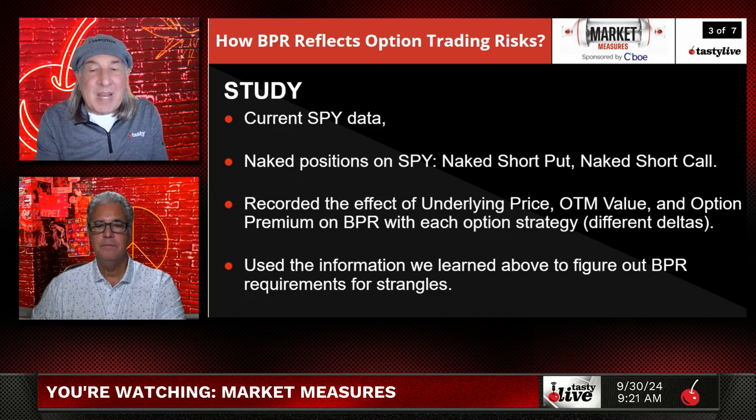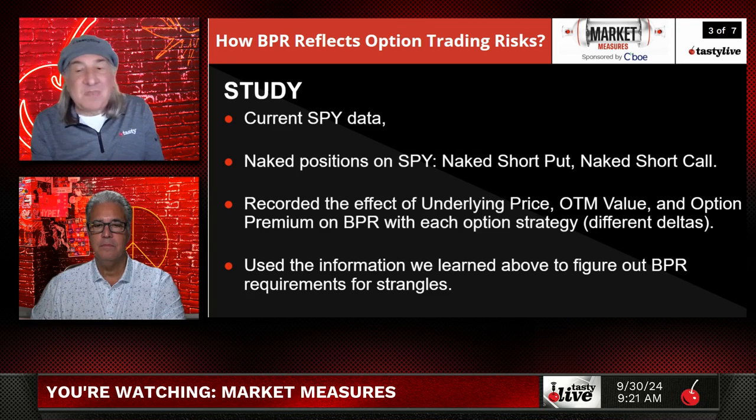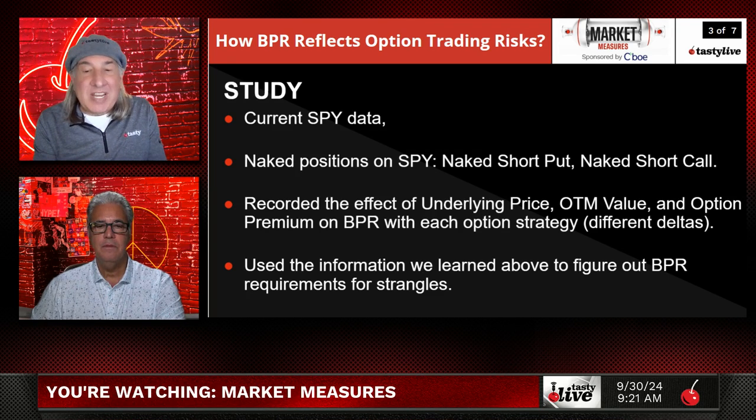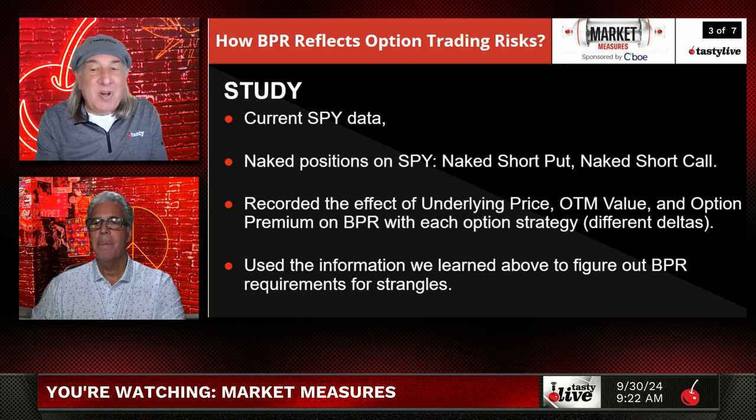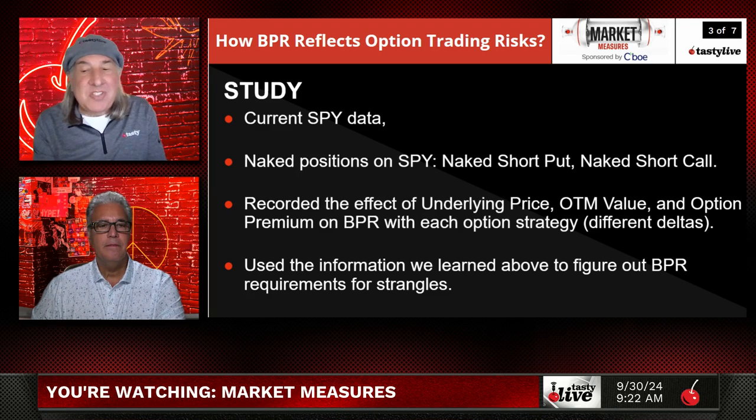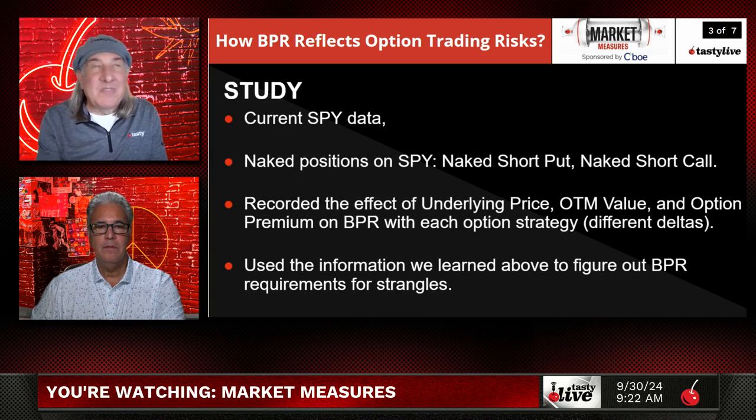The study, we used SPY data. We looked at naked positions in the SPY. We looked at naked short puts, naked short calls. We recorded the effect of the underlying price, the out-of-the-money value, the option premium on BPR with each strategy. And we used this information that we learned above to figure out the BPR requirements for different strangles.